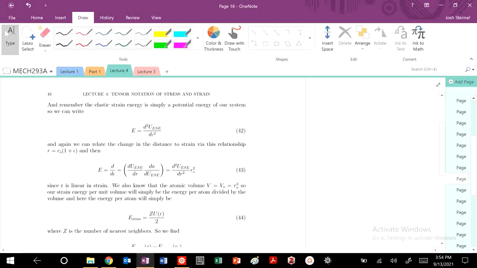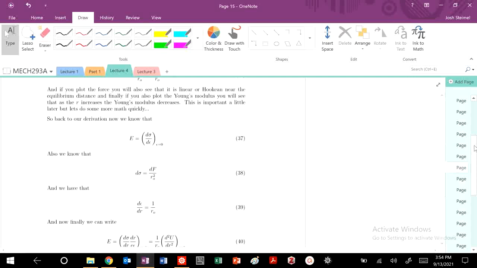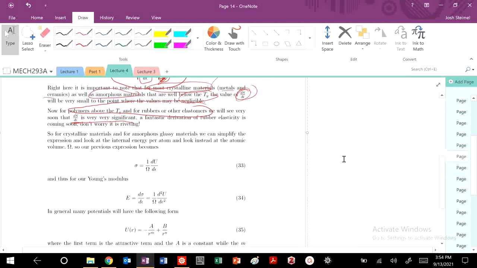Right, so let's go ahead and get into our derivation of basically the Young's modulus, or our stiffness of our material, based on the atomistic basis of linear elasticity. So we want to calculate the stiffness. We could actually simplify our expression quite a bit.